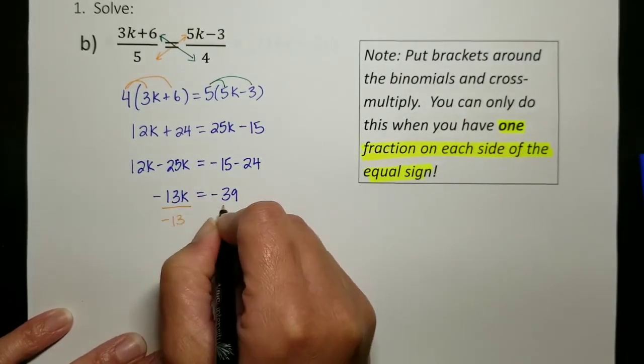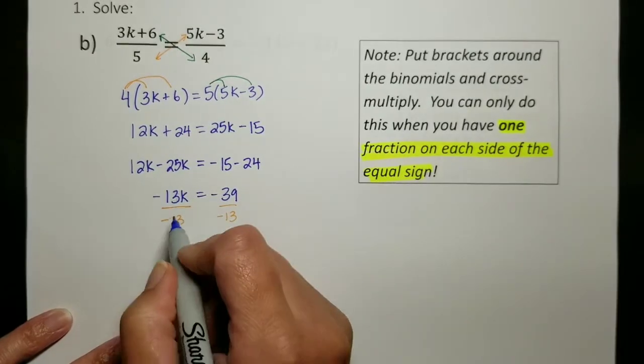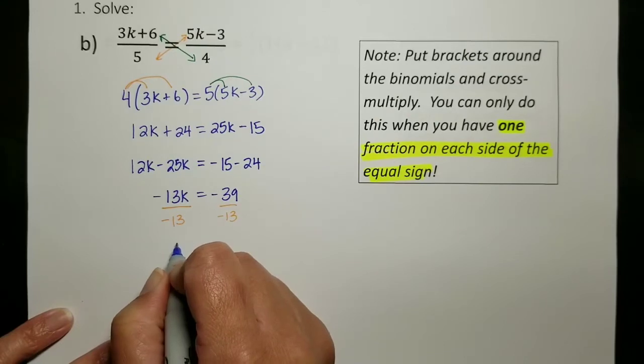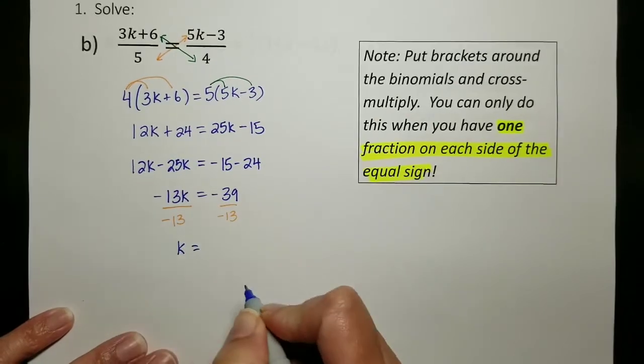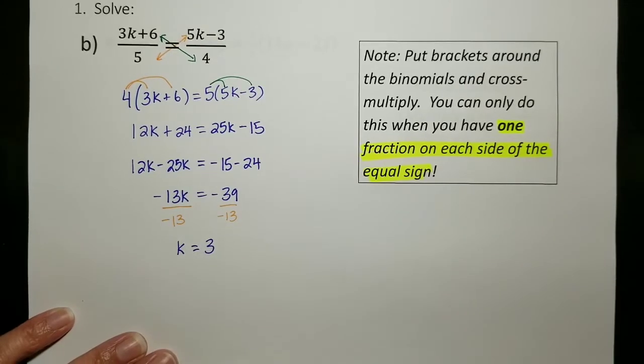And then we're going to divide both sides by that coefficient, making sure we're really careful with our integer operations here. That will reduce 13, multiplying by negative 13 and dividing by negative 13 just leaves k. Negative 39 divided by negative 13 is 3. So that's how we would do that with the cross multiplication.